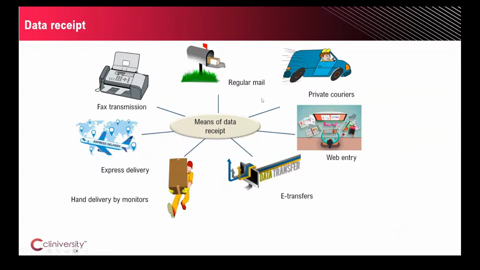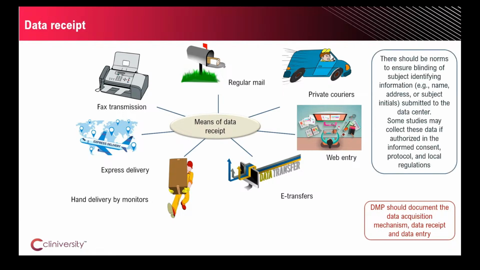Data receipt. Now, data receipt process will vary across the clinical industry. Data could be received through fax transmission, regular emails, express delivery, which has a tracking mechanism, or private couriers. It could be hand delivered by the monitors. There could be an electronic web-based entry, or other electronic means also, such as SFTP, through which the data can be transferred. Now, regardless of the data acquisition mechanism, the process by which the data are received, confirmed as received, and made available for data entry should be documented in the DMP.